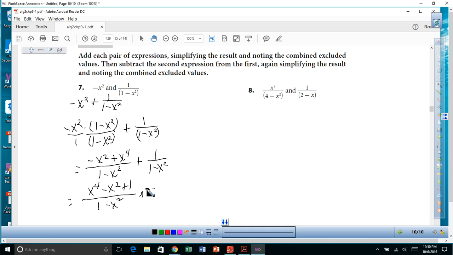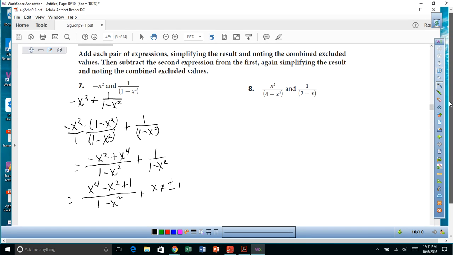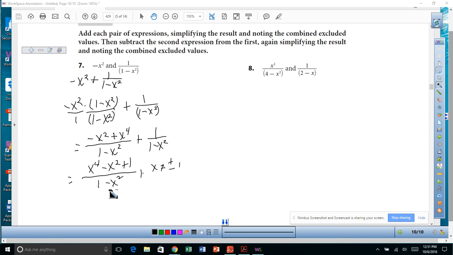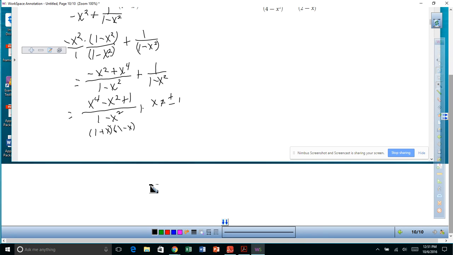And also x cannot equal plus or minus 1. And the reason why I say that is 1 minus x squared, that's 1 plus x times 1 minus x. Okay, so that's where I get those from. Good.